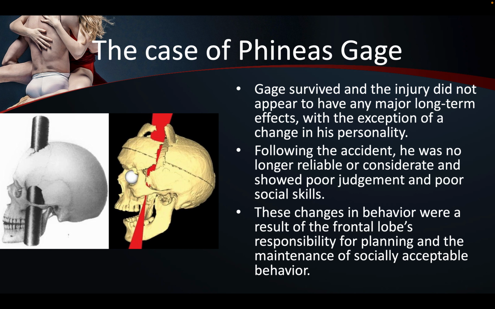Following the accident, he was no longer reliable or considerate and showed poor judgment and poor social skills. These changes in behavior were a result of the frontal lobe's responsibility for planning and the maintenance of socially acceptable behavior. And this is how it went through, as you can see. And that's what it looked like. We still have his skull, and we still have the tamping iron that went through his skull, and it is in the Smithsonian, I believe.